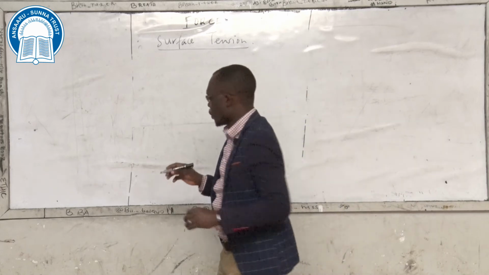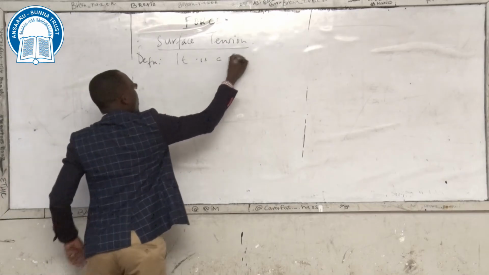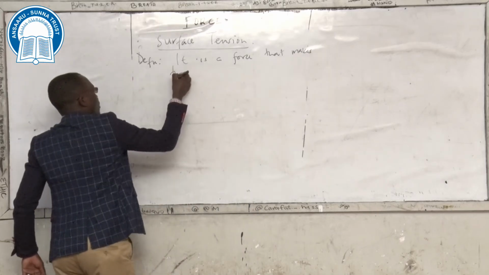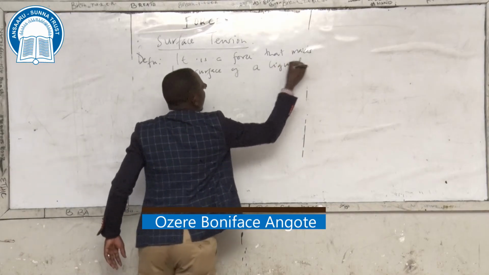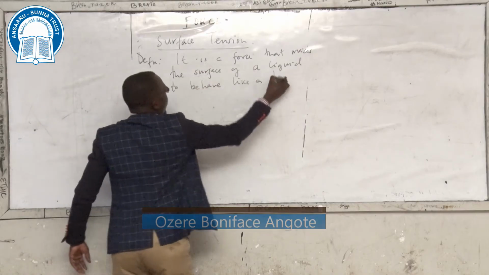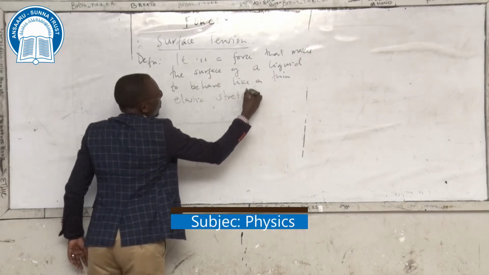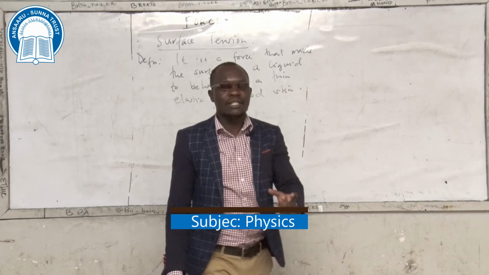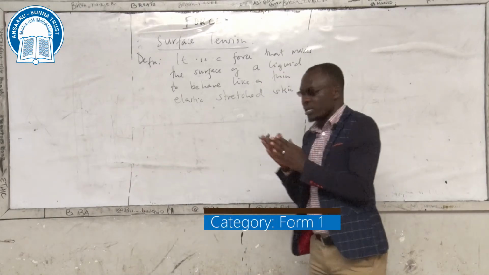Now, surface tension, we define it as a force. It is a force that makes the surface of a liquid to behave like a thin, elastic, stretched skin. A thin, elastic, stretched skin. The surface of a liquid behaving like a skin, which is thin and it's elastic.